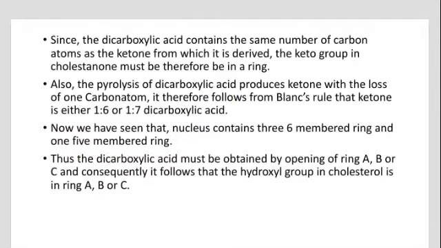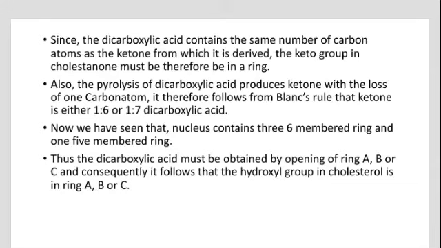Since the dicarboxylic acid contains the same number of carbon atoms as the ketone from which it is derived, the keto group in cholestanone must therefore be in a ring. Also, the pyrolysis of the dicarboxylic acid produces a ketone with the loss of one carbon atom. It therefore follows from Blanc's rule that the acid is either a 1:6 or 1:7 dicarboxylic acid.